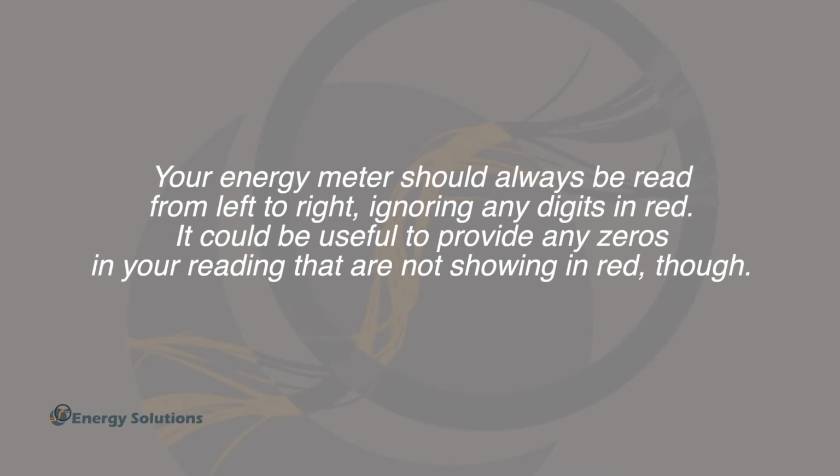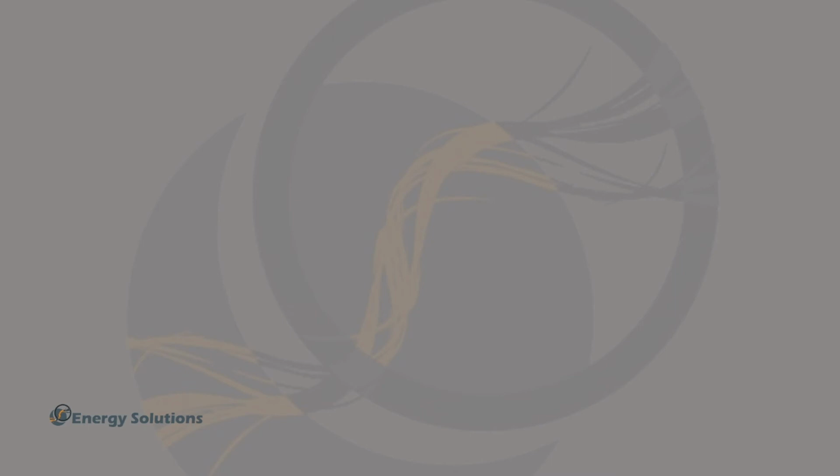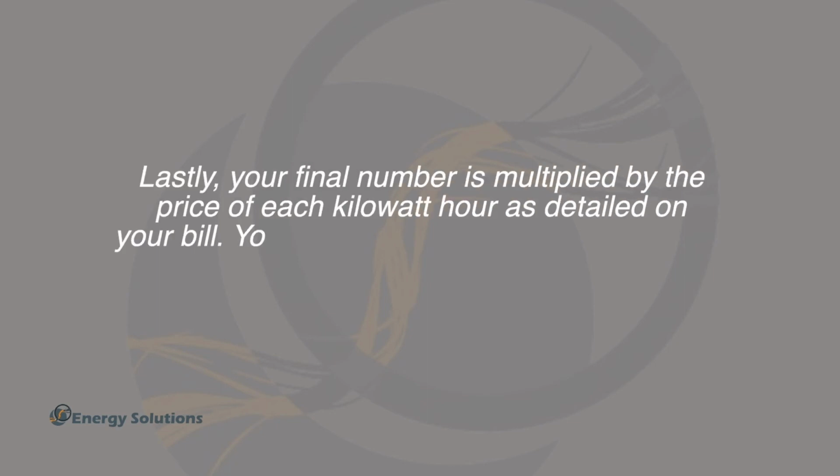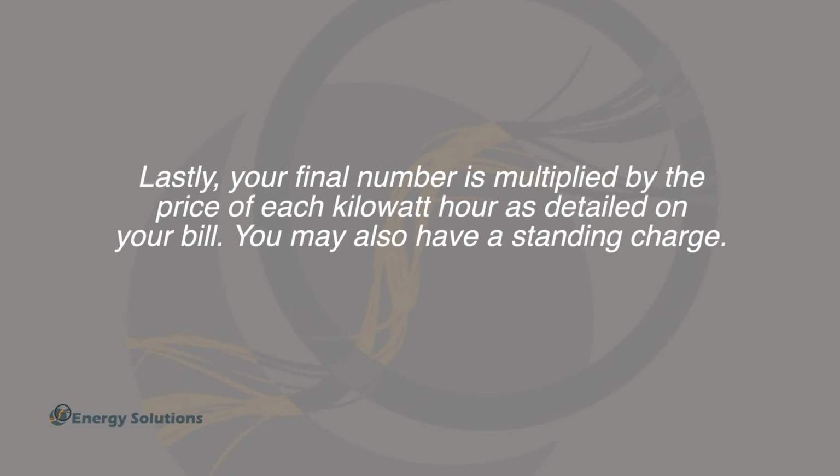Your electricity meter number is easiest to find on a previous bill. If you have a smart meter, your meter should send your usage and readings directly to your energy supplier in order for them to calculate your bill. Lastly, your final number is multiplied by the price of each kilowatt hour as detailed on your bill. You may also have a standing charge.